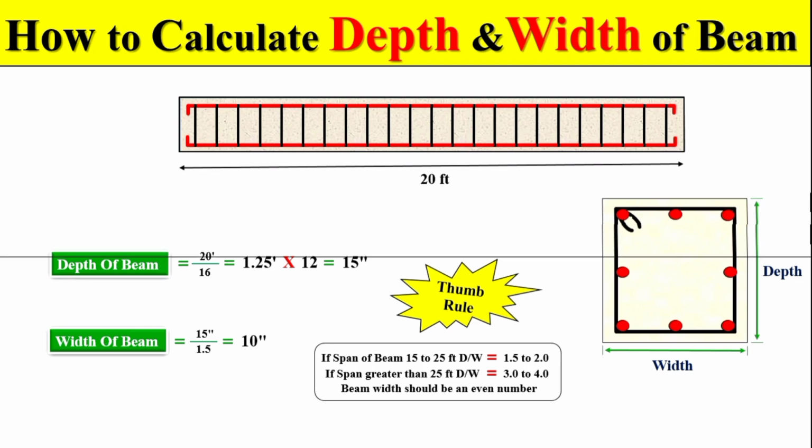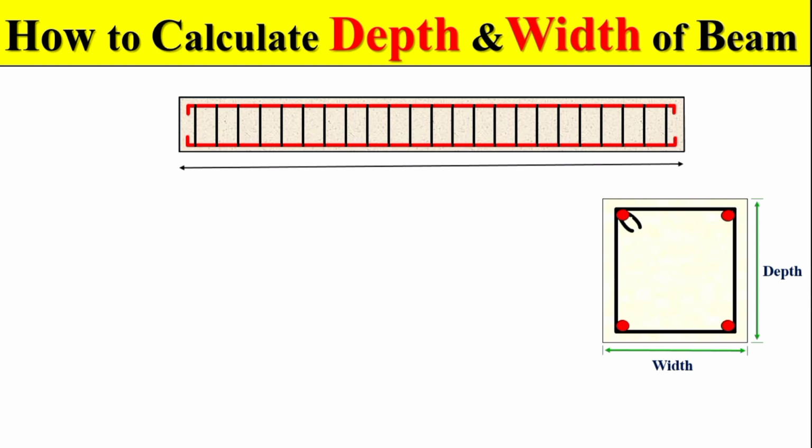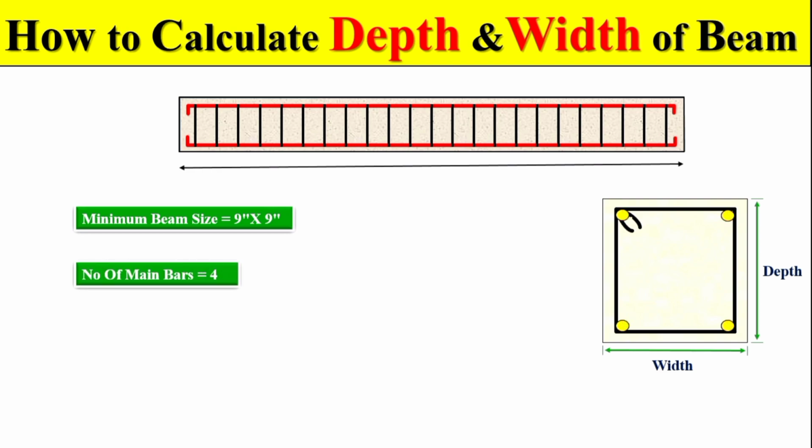Now dear students, for your information, also remember the size of the beam should not be less than 9 by 9 inches. And also remember the number of main bars should be 4. One main bar should be on each corner. Okay. And also remember the top main bars of the beam should not be less than number 3 and the bottom bars should not be less than number 4.